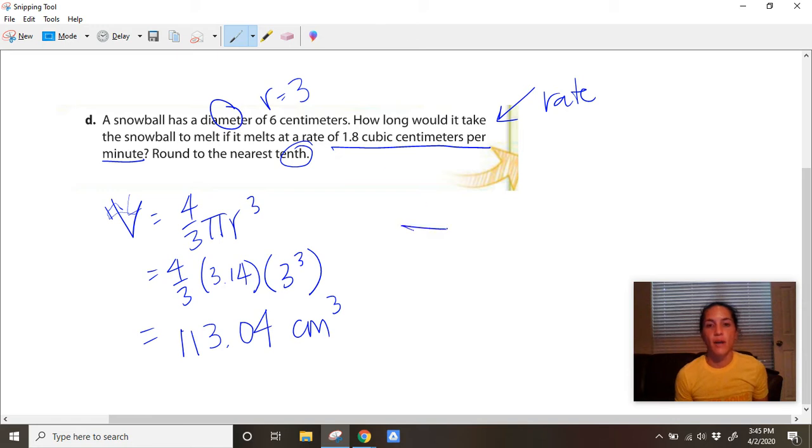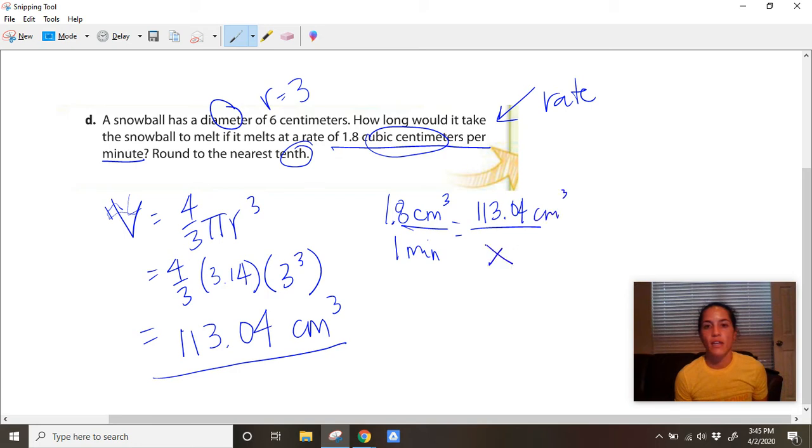So now I need to set up my proportion. And I'm going to go ahead and use this rate: 1.8 cubic centimeters, or centimeters cubed, it's the same thing, per 1 minute. Now, this is also cubic centimeters, so I need to put it up top with the cubic centimeters. And then here is my variable. The question says, how long? That's what it's asking us for. Can you read that? Asking how long. That's why the time is my x.